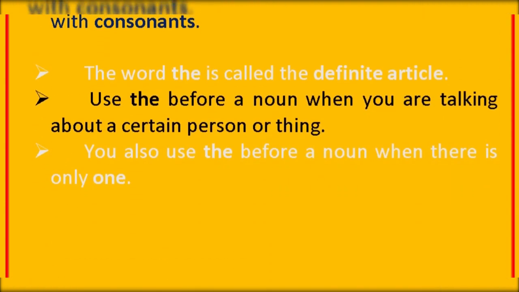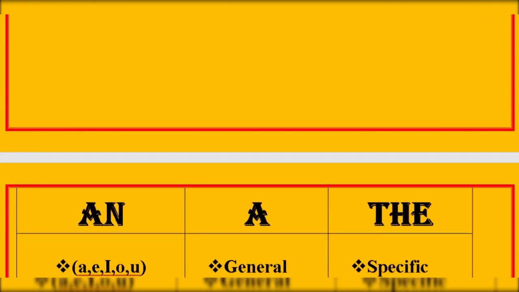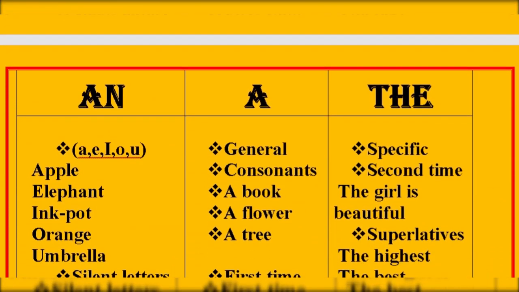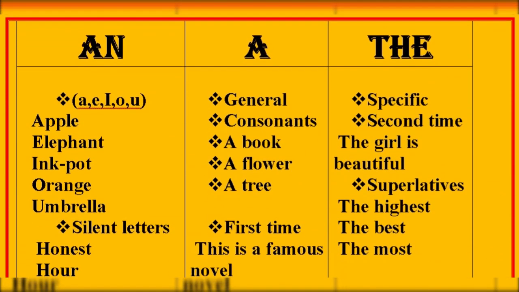The word the is called the definite article. Use the before a noun when you are talking about a certain, particular person or thing. We also use the definite article the before a noun when there is only one, right? Let us see the examples.